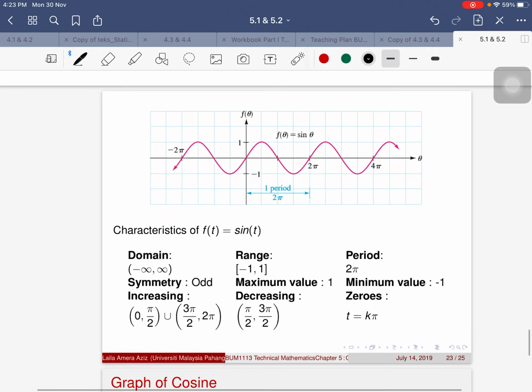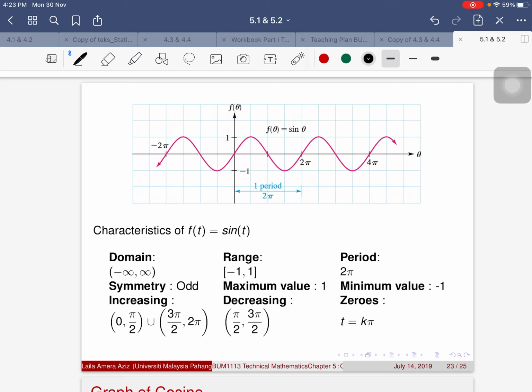So the domain is going to be from negative infinity until infinity. There is no restriction. So your value of t over here could be anything, from negative infinity until infinity. The range is going to be from here until here, from negative 1 until 1. And the period value, as I mentioned to you before, for the case of sine and cosine, they share the same period value, which is going to equal 2 pi.